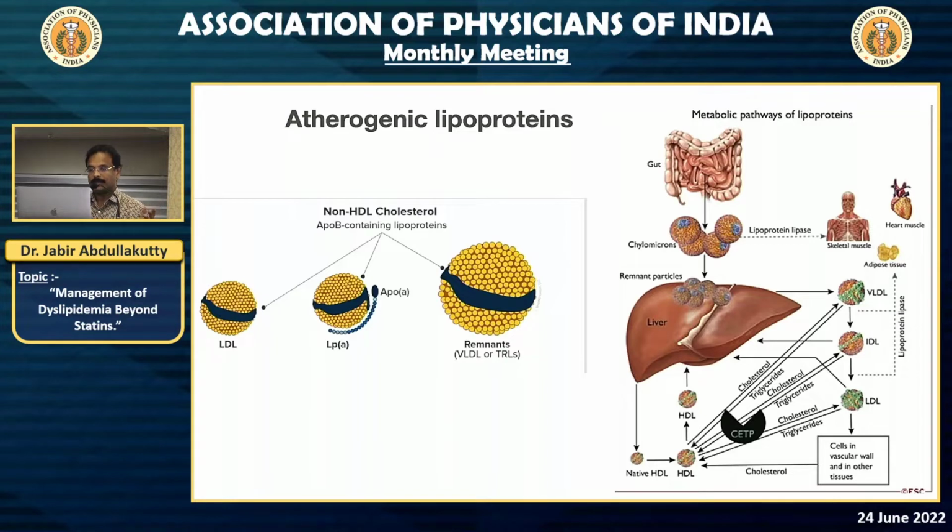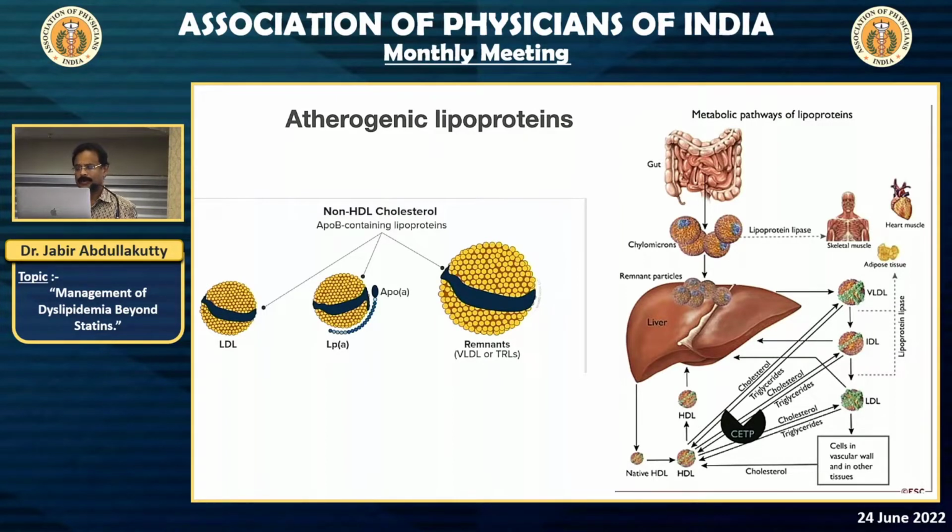If you look at the atherogenic lipoproteins, they are lipoproteins with ApoB. And in a fasting state, 90% of the ApoB containing lipoproteins are in the LDL. Then we have the lipoprotein A and the remnant molecules, the VLDL and the IDL.